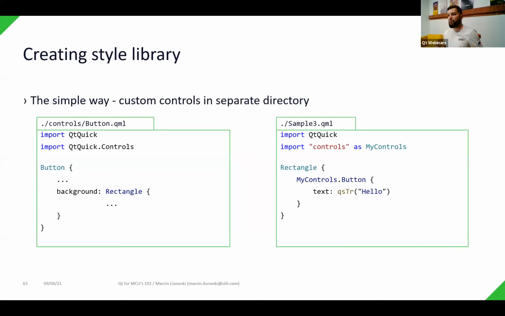And creating a style library, you can do that in two different ways. The simple one, as you can see right now on the screen, and by doing it that way, you are saving some time in configuring the project in CMake, honestly. It just differs from the previous solution in that you're putting your style components in a different directory, and then you are just importing that directory as a module in separate QML files. And by referencing that module, you can access your styled controls from there.